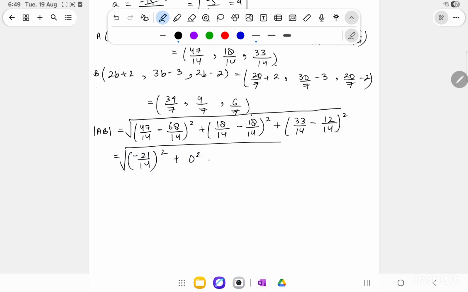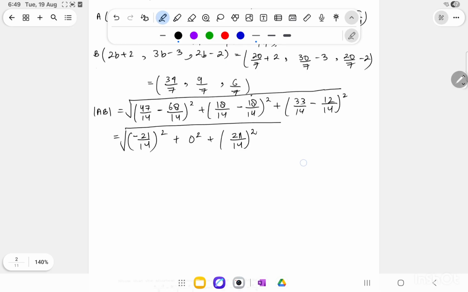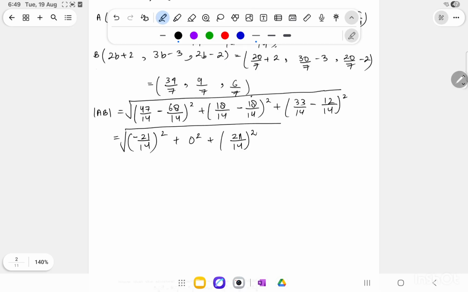This one will be 0 square plus 33 minus 12, minus 21, again 21 by 14 square. So if I simplify it, I'll get 21 by 14 under root 2, which is 3 root 2 by 2. This is my distance AB.